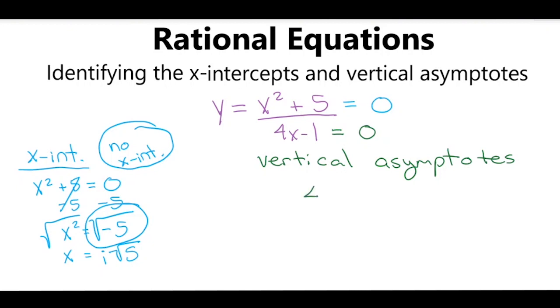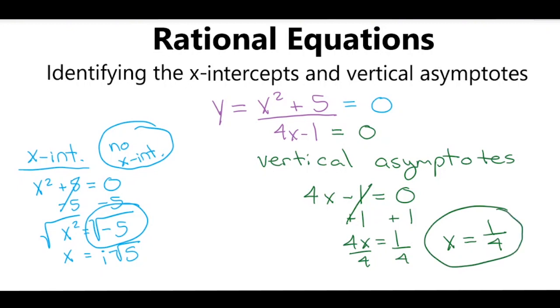So we have 4x minus 1 is equal to 0. Well, I'm going to add 1 on both sides of the equation. I will cancel those 1's. Now I have 4x is equal to 1. Now I'll divide both sides by 4, and x equals 1/4. So my vertical asymptote is x equals 1/4, and there are no x-intercepts.